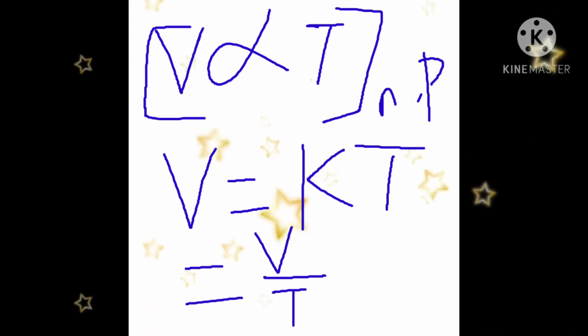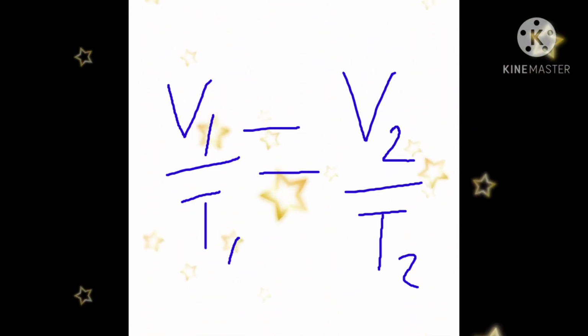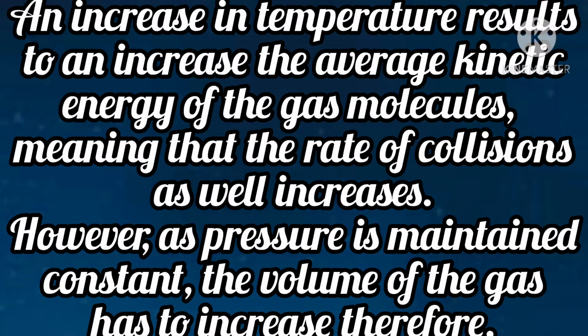So we have it that volume is directly proportional to temperature, which means that V is equal to kT. So k, meaning the constant of proportionality, is equal to V over T. Now we have it that V over T, the ratio of volume and temperature, is a constant, so that V1 over T1 is equal to V2 over T2.